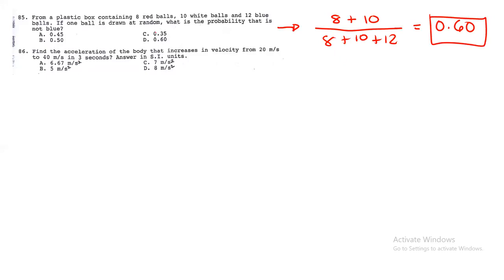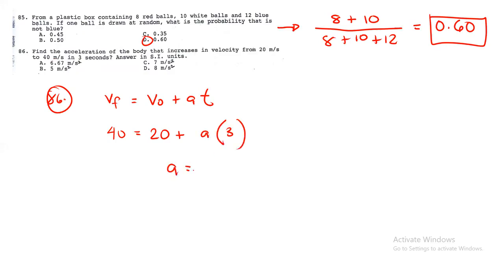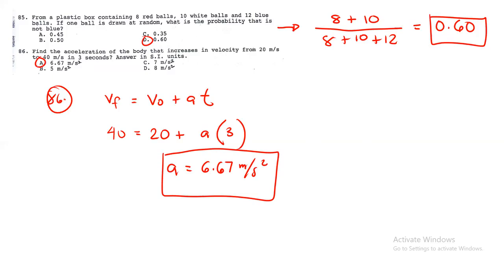The next, 86. Find the acceleration of the body that increases in velocity from 20 to 40 in 3 seconds. So, madali lang to, no? So, final velocity is equals to initial velocity plus acceleration times time. So, ilan yung final? 40. Ilan yung initial? 20 plus acceleration times time na 3 seconds. So, acceleration dito, guys, is 6.67 meter per second squared. So, the answer is letter A.